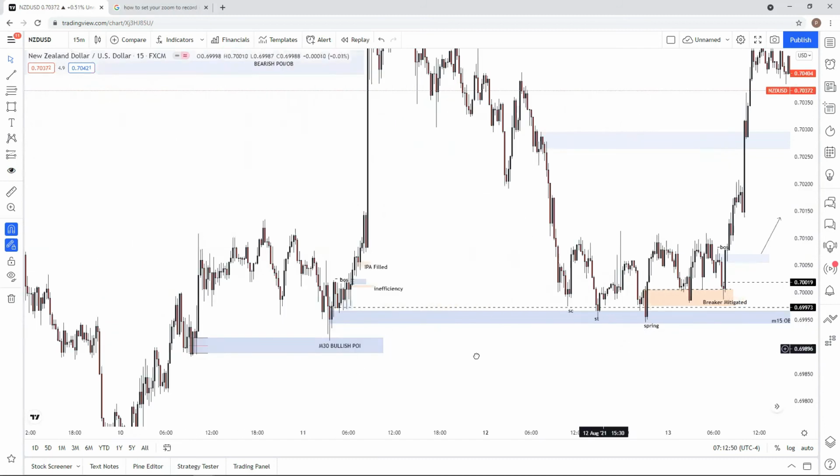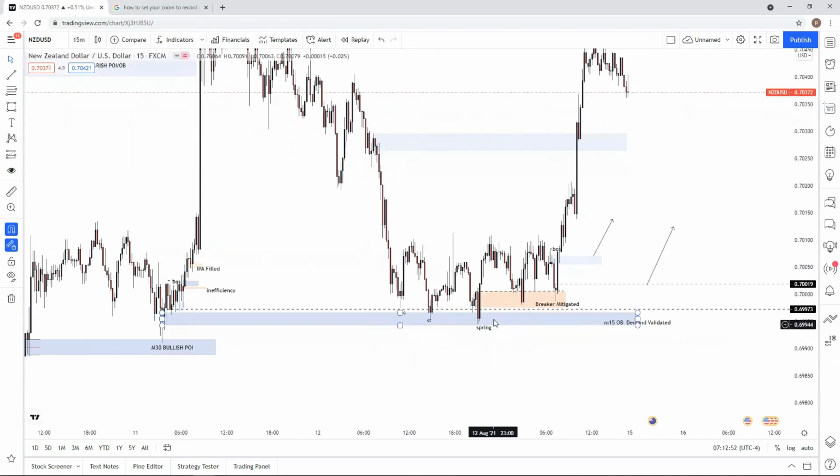The spring, or the ST and the spring, was a 15-minute order block or demand zone that got validated by this one move to the upside. Very fast move that broke the structure high. Okay, forget about the weeks. It broke this structure high right here and traded back lower.